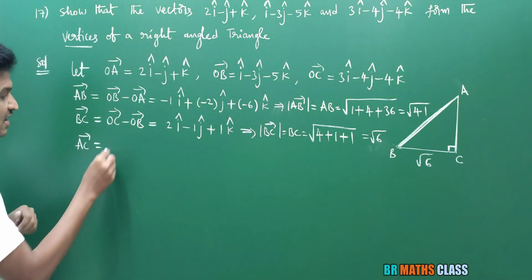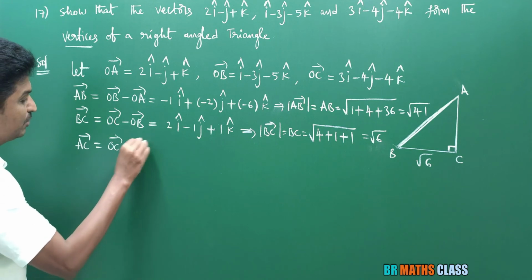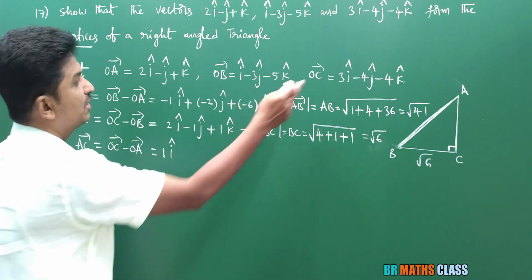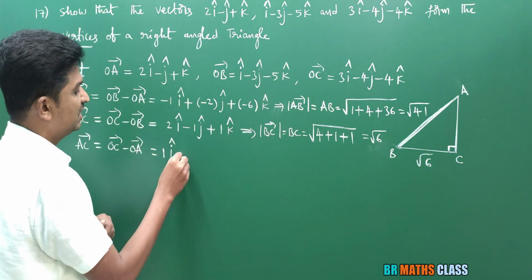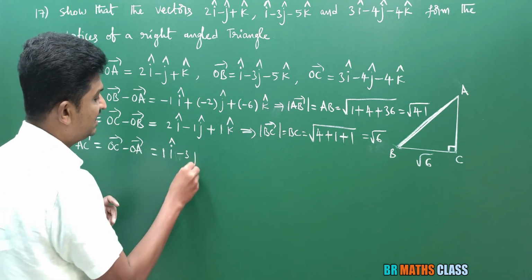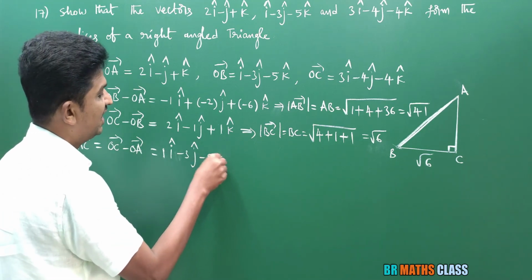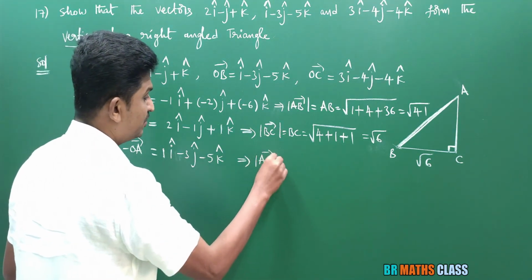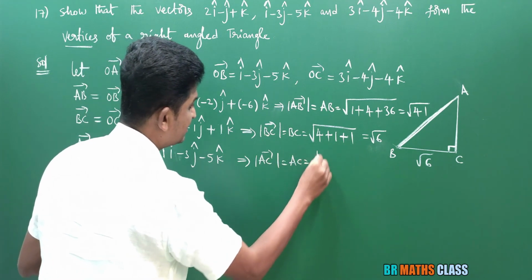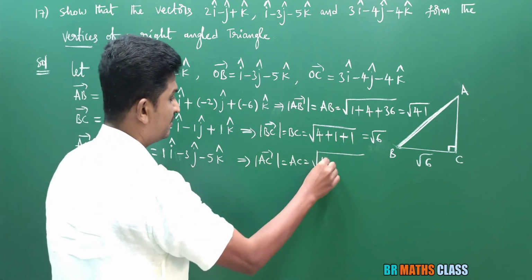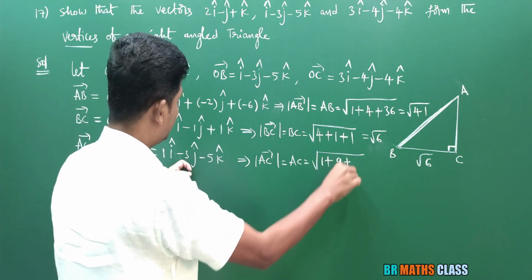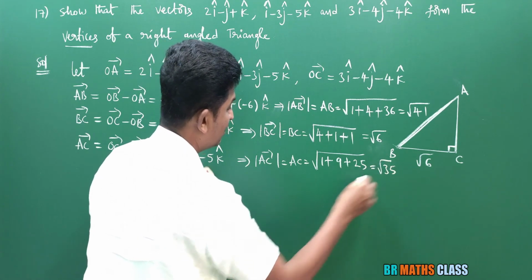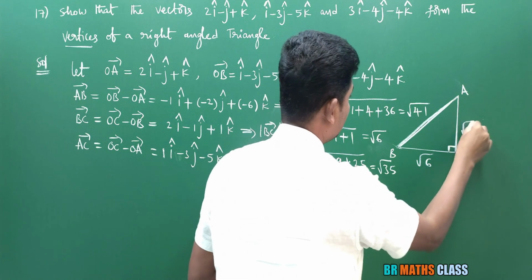Okay. AC bar. AC bar can be written as OC bar minus OA bar. Subtract 3 minus 2. That is 1 into I cap. Minus 4 minus of minus 1. That is minus 4 plus 1. That is minus 3 J cap minus 5 K cap. As I need length AC, I will calculate its magnitude. Magnitude of AC bar is AC. How will you calculate AC? Root over 1 square is 1, plus minus 3 whole square is 9, plus minus 5 whole square is 25. So this is root 35. I got length AC as root 35.